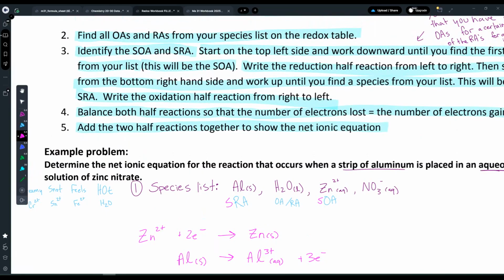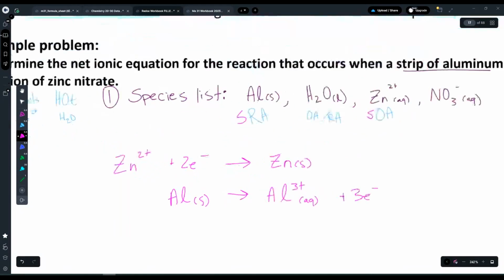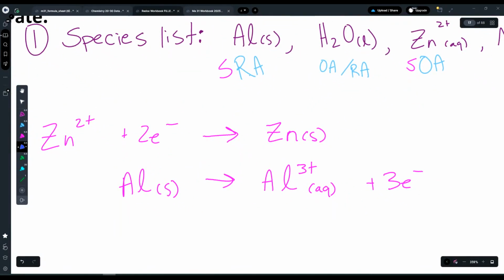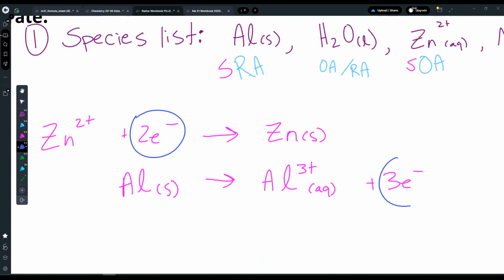Step number 4, we need to balance both half reactions so that the number of electrons lost is equal to the number of electrons gained. What that's talking about is we need to figure out how to make these two numbers the same. In other words, we need to figure out what is the lowest common multiple between 2 and 3. So that's going to be 6. Another way to say lowest common multiple is what is the lowest number that both 2 and 3 multiply to?